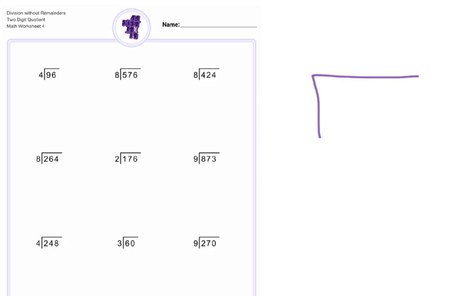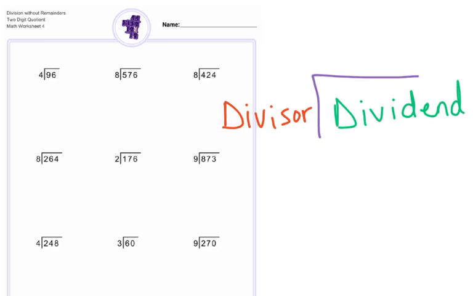The divisor is the number you are dividing by. The dividend is the number that's being divided or broken into parts. The quotient is your answer. And if you have anything left over, that is your remainder.